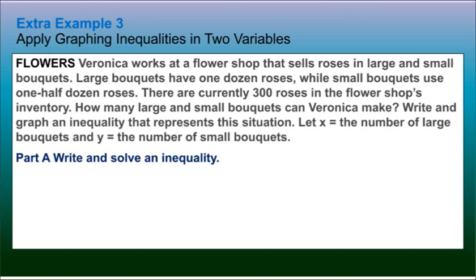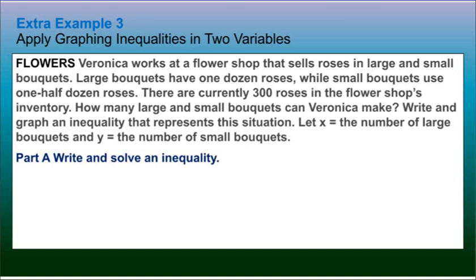Next, Veronica works at a flower shop that sells roses in large and small bouquets. Large bouquets have 1 dozen roses, while small bouquets use 1/2 dozen roses. There are currently 300 roses in the flower shop's inventory. How many large and small bouquets can Veronica make? Write and graph an inequality that represents the situation at x equal the number of large bouquets and y the number of small bouquets.